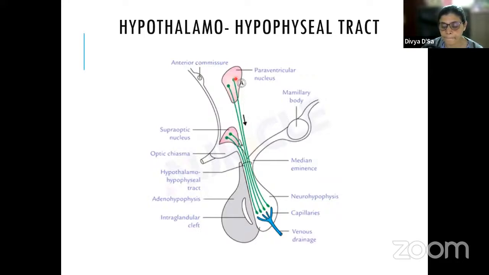The fibers which arise from the supraoptic and the paraventricular nuclei project into the posterior lobe of the pituitary gland as the hypothalamo-hypophyseal tract. This is also called the supraoptic hypophyseal tract. The hormones oxytocin and vasopressin are released here: vasopressin from the supraoptic, and oxytocin from the paraventricular, and they are transported to the posterior pituitary along these fibers. The terminal ends of these axons we call the Herring bodies. Herring bodies basically store those hormones, and keep them for some time before they are released into the capillaries.